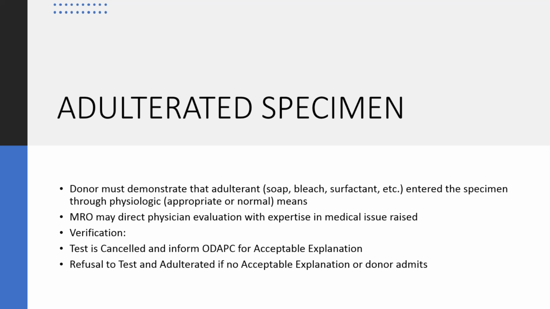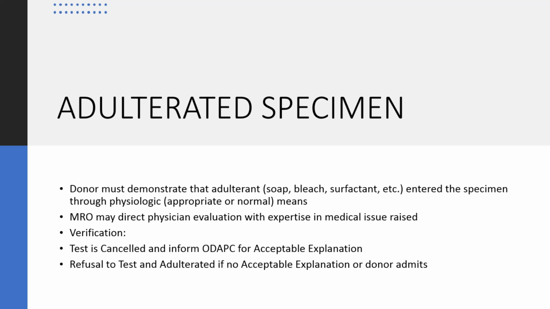The MRO may direct a physician evaluation, someone who has expertise in the medical issue raised. The verification would occur. Test is canceled. Inform the Office of Drug and Alcohol Policy Compliance for an acceptable explanation. Refusal to test, and adulterated, if no acceptable explanation or the donor admits. So those are the two options when you have adulterated specimens. So you're going to have one of two.